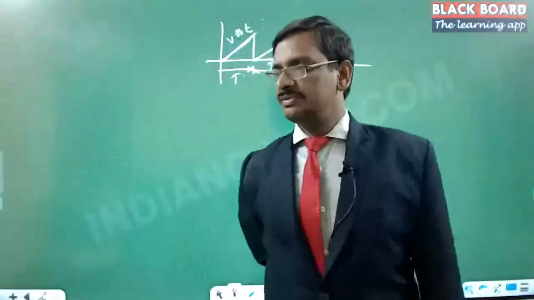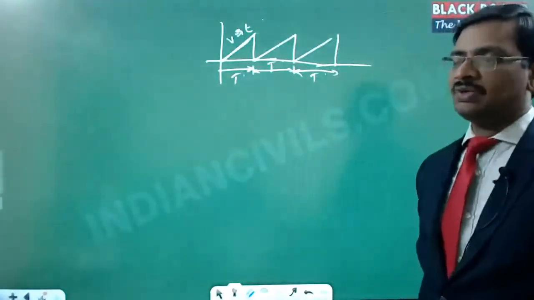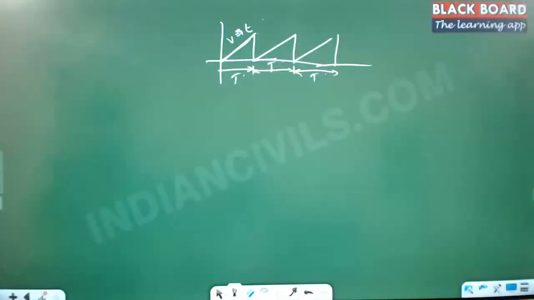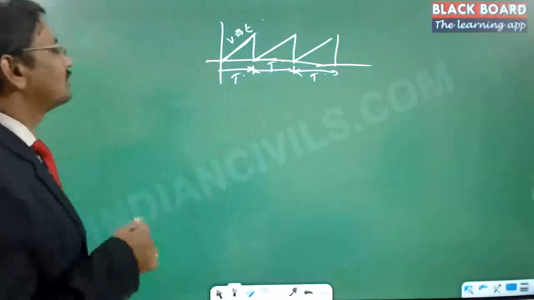What is the average value of this? The curve is V equal to t and the period is capital T. Now what is the average value of this curve? Is it T by 2? Okay, maybe true. Let me check it.